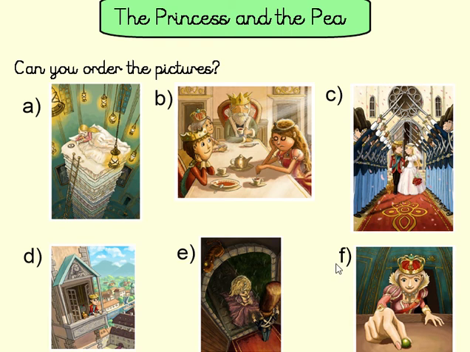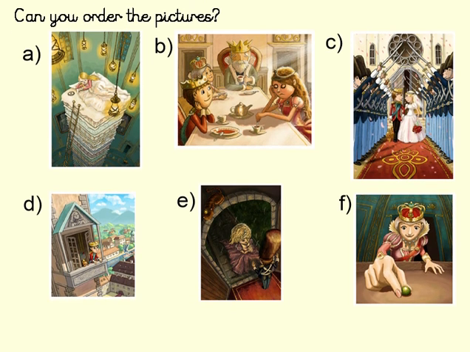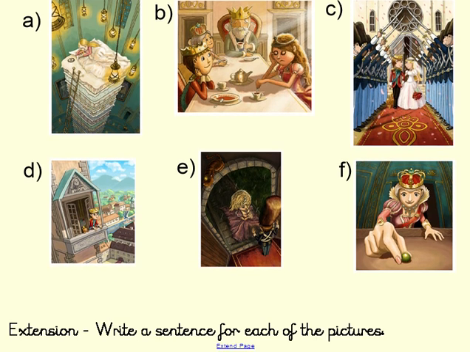Okay, so if you think F comes first, you could just write F as number 1, and then if you think B comes next, then you can write B, okay? Now, as an extension, because I know some of you are amazing writers, if after you've cut those pictures out and stuck them down, or alternatively, you could draw your own pictures or just write the letter names, can you write a sentence that goes with each of the pictures to say what's going on?